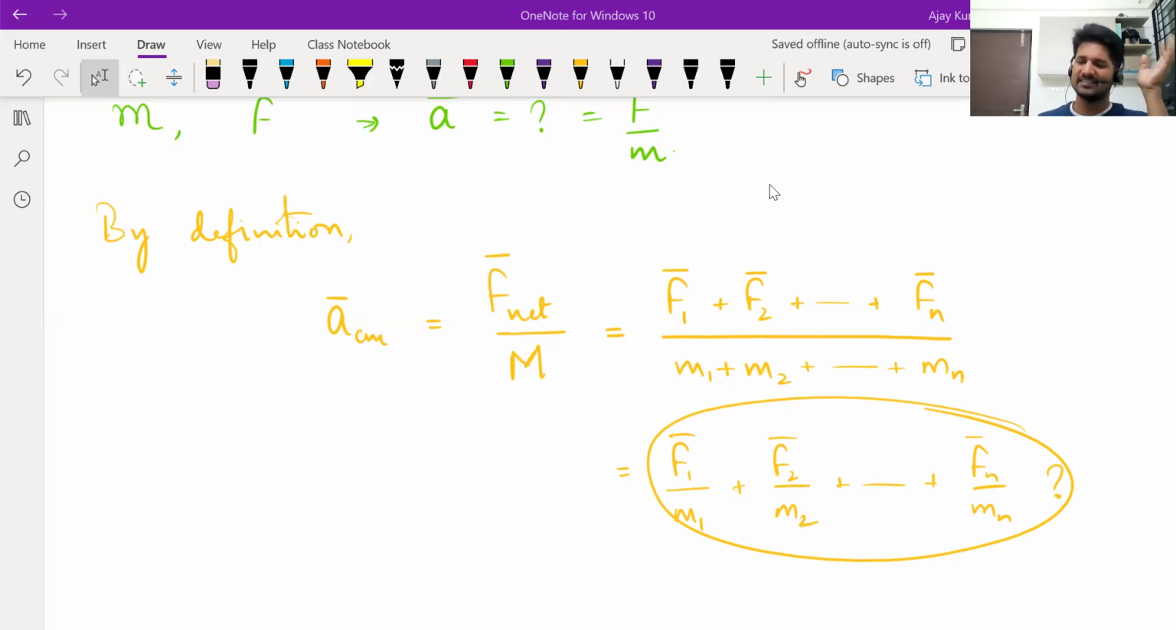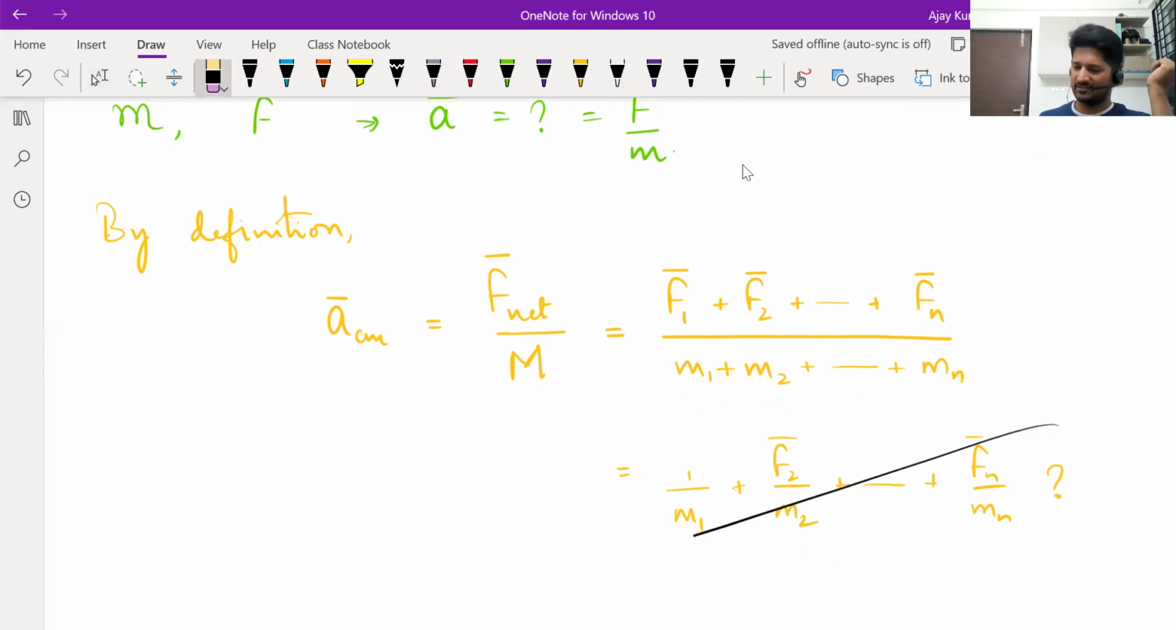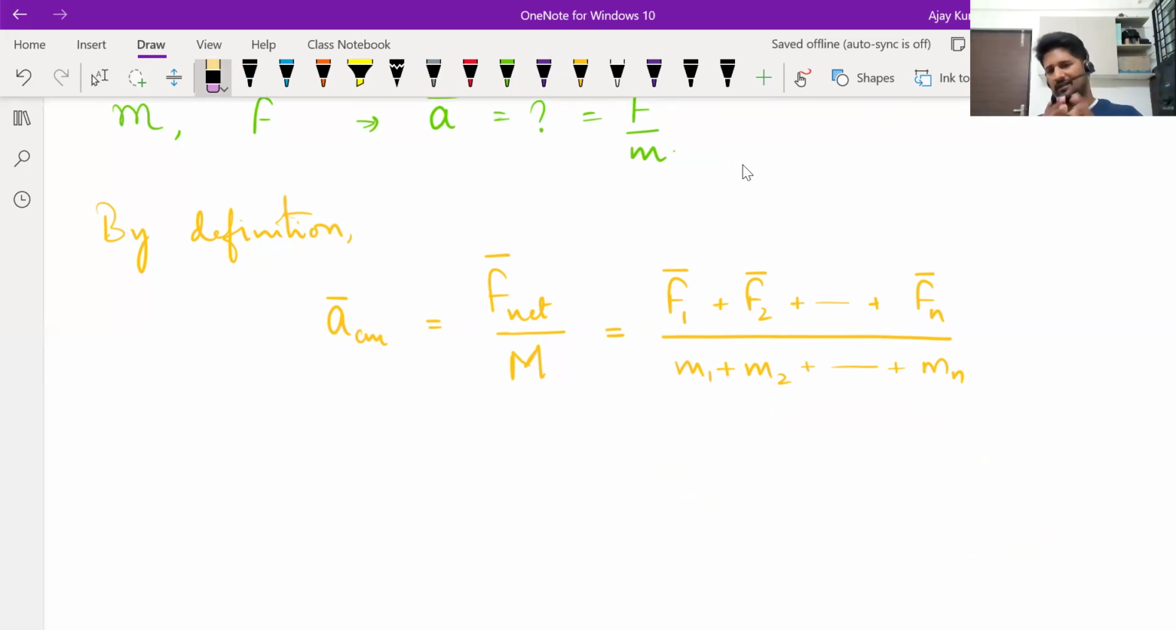Okay. This is mathematically wrong. You cannot write it like this. The denominator cannot be split that way. The numerator, if you want, you can split. Anyway, I cannot teach you fractions now, but you can't split the denominator. You can write this as F1 divided by the entire mass plus F2 divided by the entire mass. That splitting can be done.